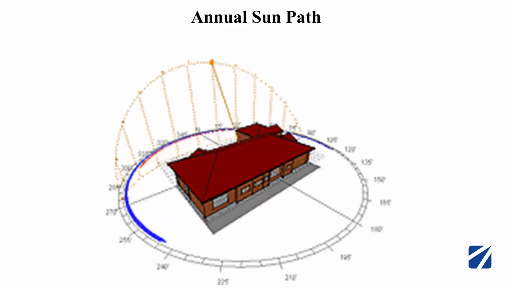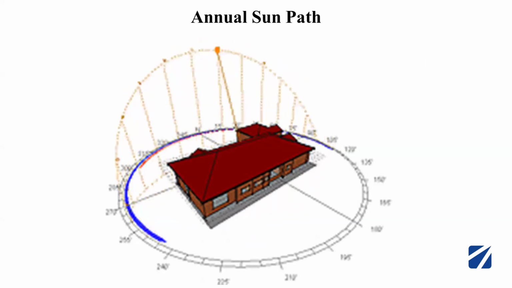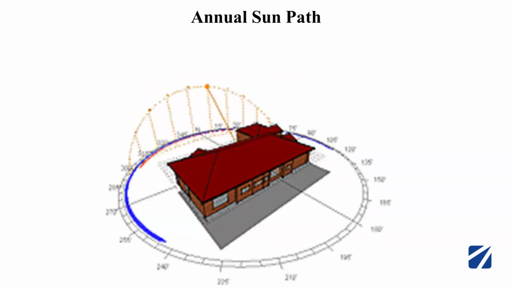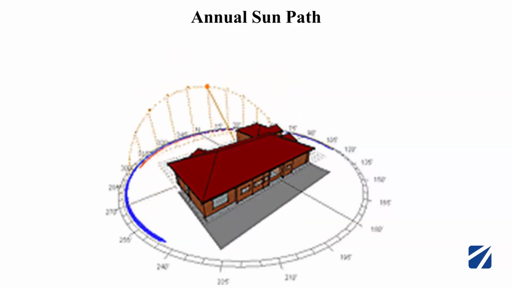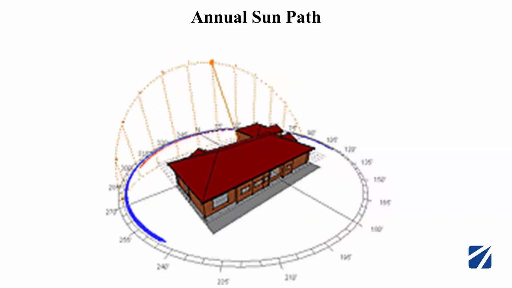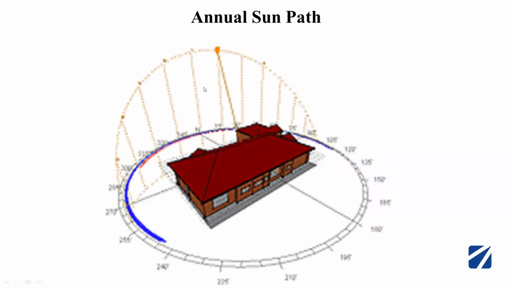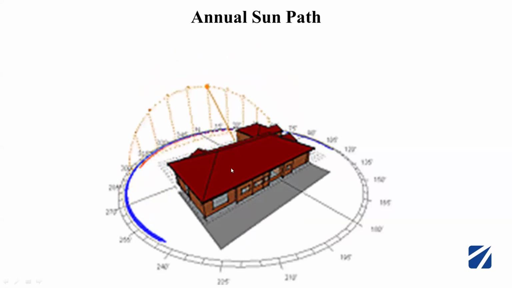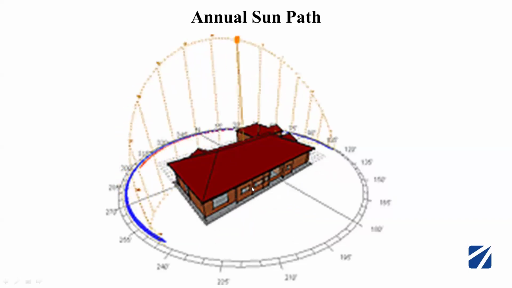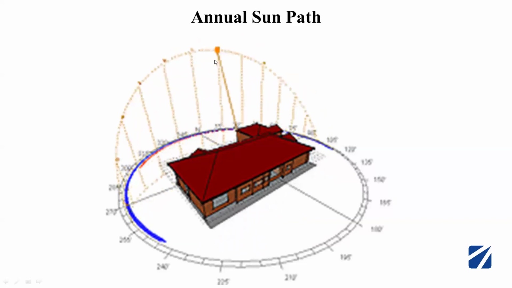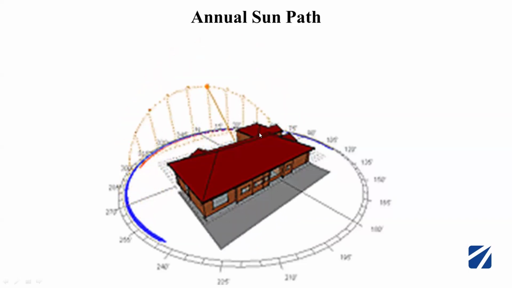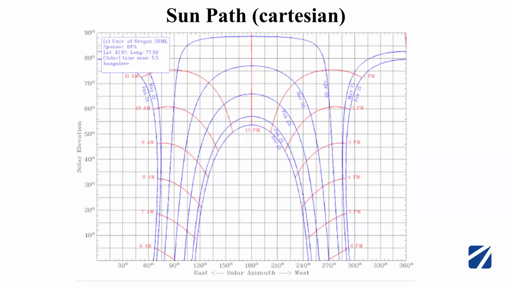And this is the annual sun path, that is throughout the summers and winters, throughout the year, what the sun's path will be. You can see here the sun's height. During winter, the sun's height is very low in the sky, so that's why we see more shadow during winters. And during summer, the sun is directly overhead, so we get very little shadow. This is the sun path we have seen there.